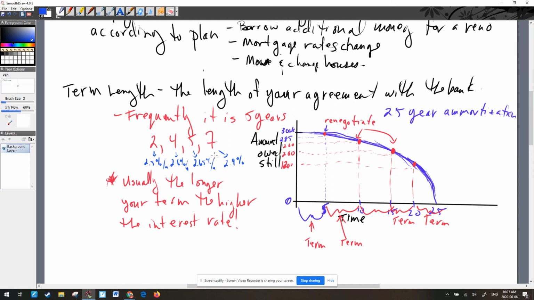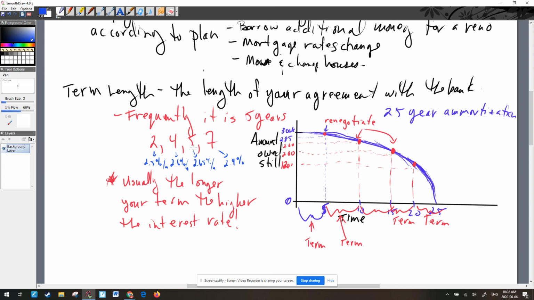So that's kind of how interest rates are going to look when we're talking about term length. Frequently, the most common is 5-year, although 4 is getting prominent as well. I always go for 5-year because I think it's the best bang for buck, but that's just for me. So term length is how long you enter into a contract with the bank for. It doesn't mean that your mortgage will be paid off. You will most times have to renegotiate at the end.